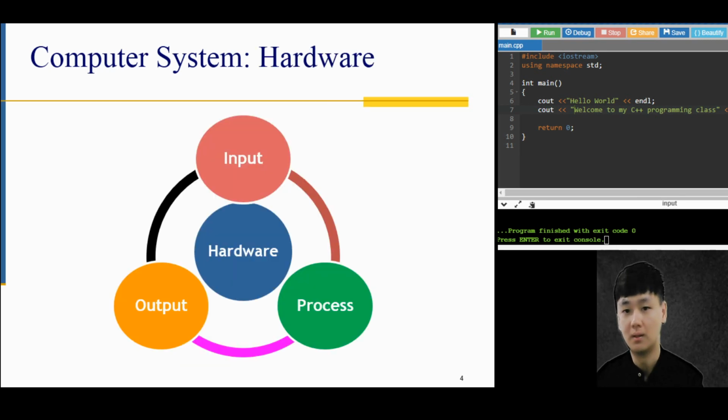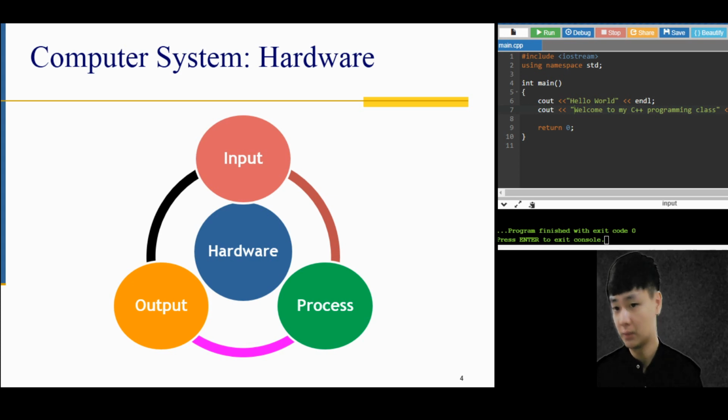So now let's talk about hardware first. So what is hardware? Hardware is a physical part of a computer. It's the part that you can touch, or you can sense, or you can hold with your hand. For instance, computer monitor, mouse, headphone, keyboard, CPU, and etc. And this hardware is constituted by three components, which are the input, process, and output.